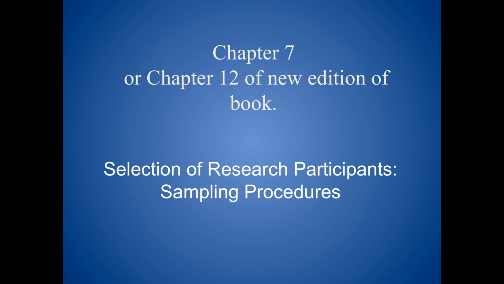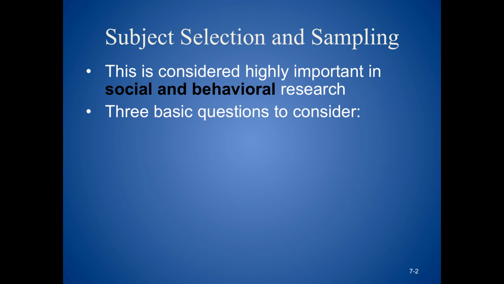These notes are from Chapter 7 or Chapter 12 of the new edition of our Research Methods book. And it's in regards to the selection of research participants and also called sampling procedures. So the selection of participants is really important, especially if one is doing more social or behavioral research.